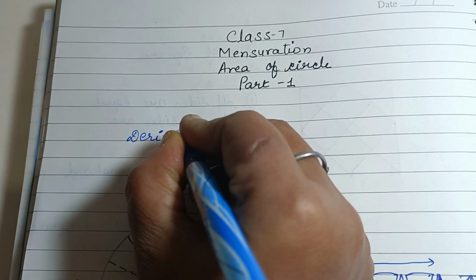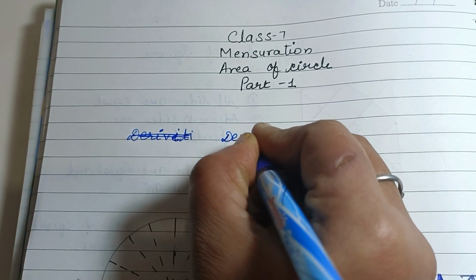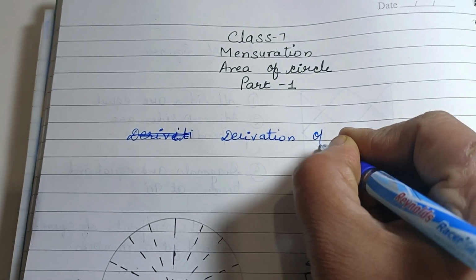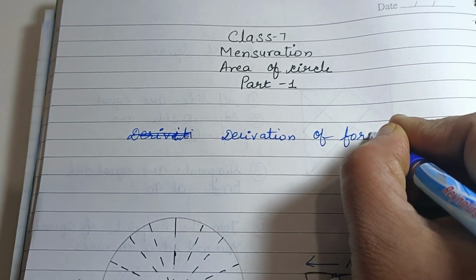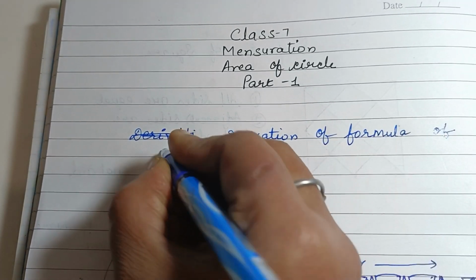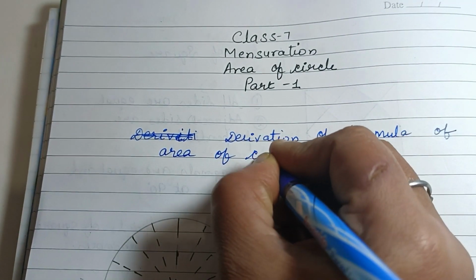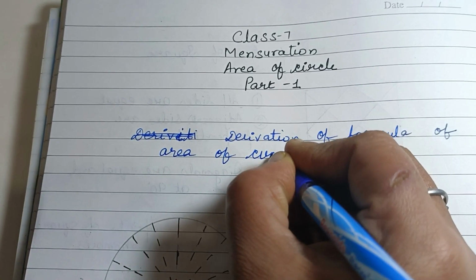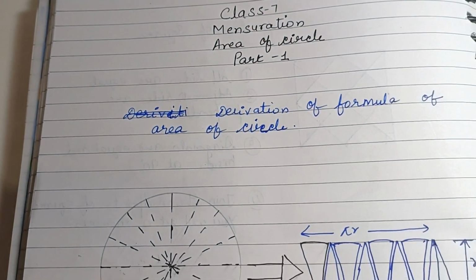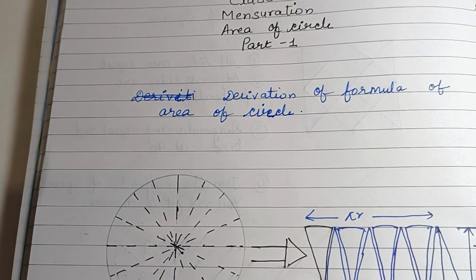So here we are going to talk about derivation of formula of area of circle, right? So this is the question. This is the topic that we are going to cover here.